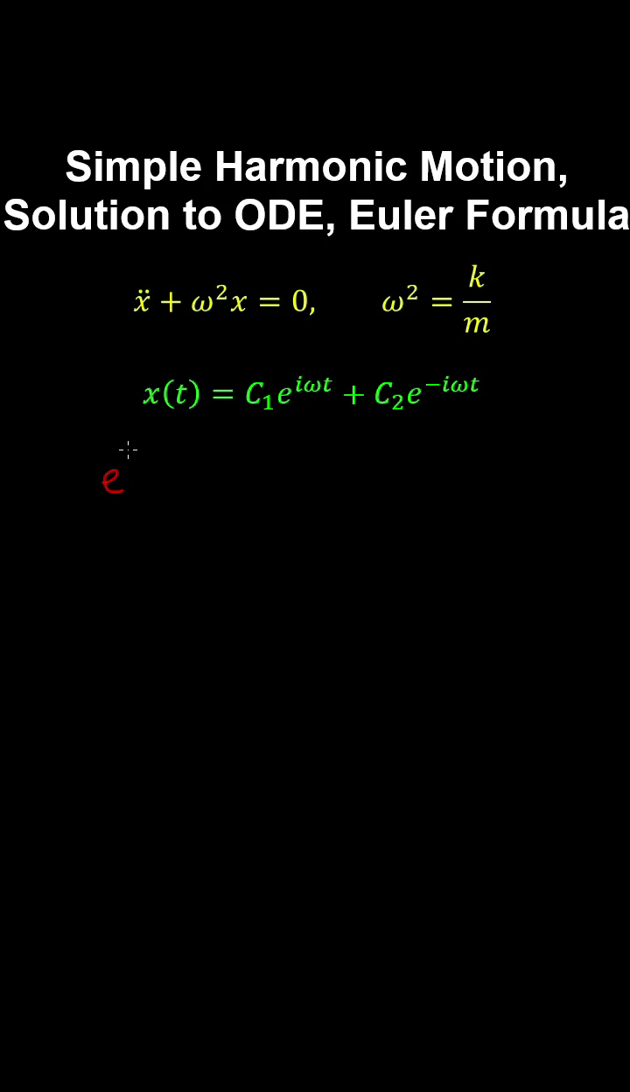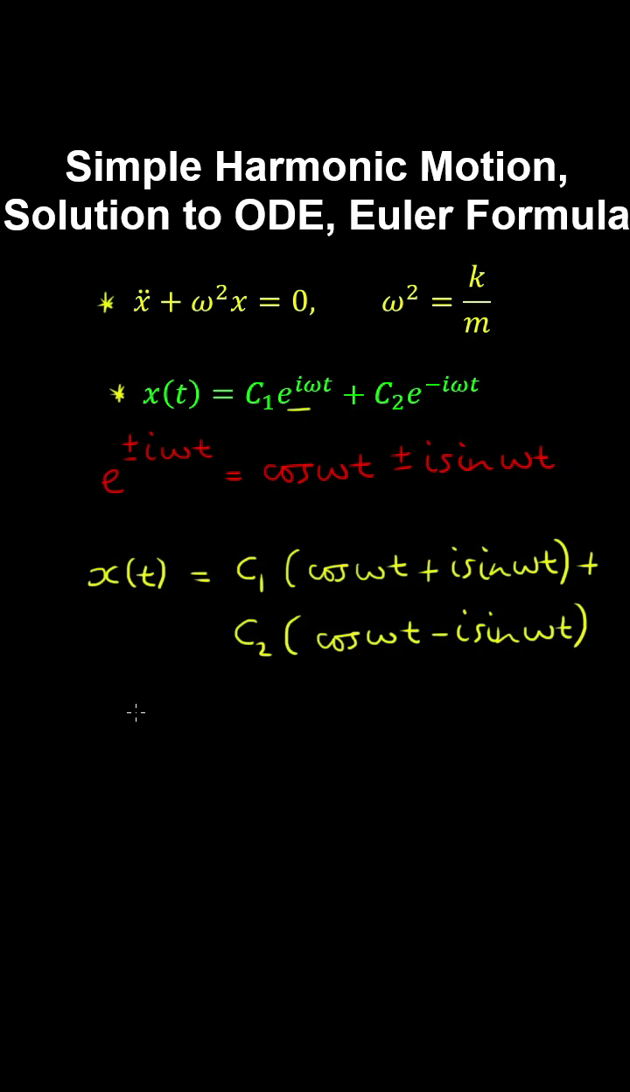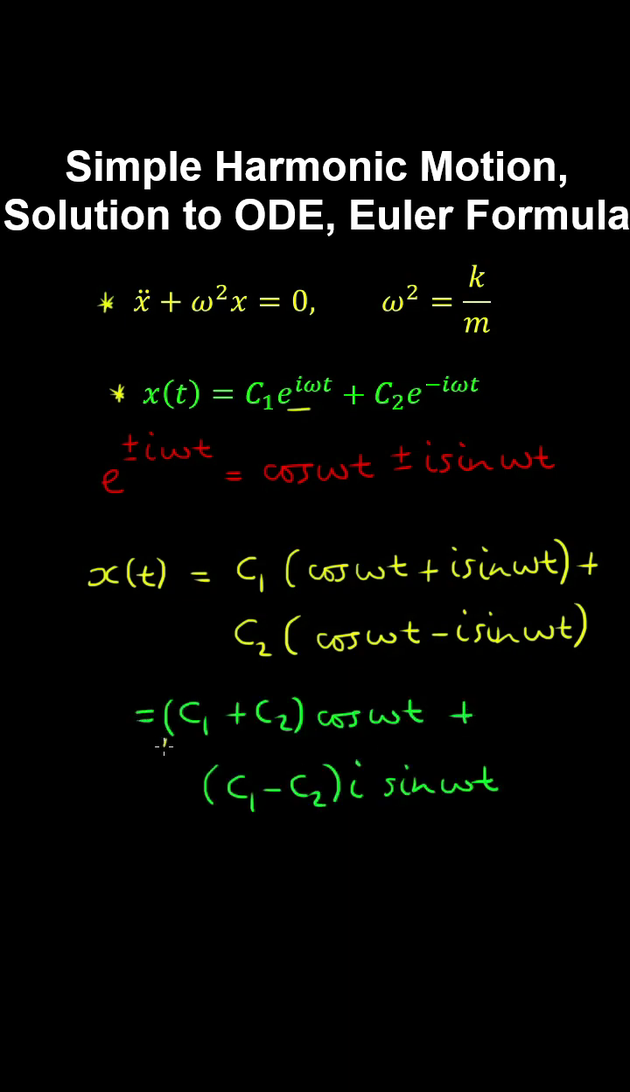Using Euler's formula, we can derive an alternative solution to this second order differential equation that models simple harmonic motion. So if we substitute for the exponential terms, and if we group the cosine terms and the sine terms, well, these are both real constants. So therefore we can write the solution as some constant by cosine omega t plus another constant by sine omega t.